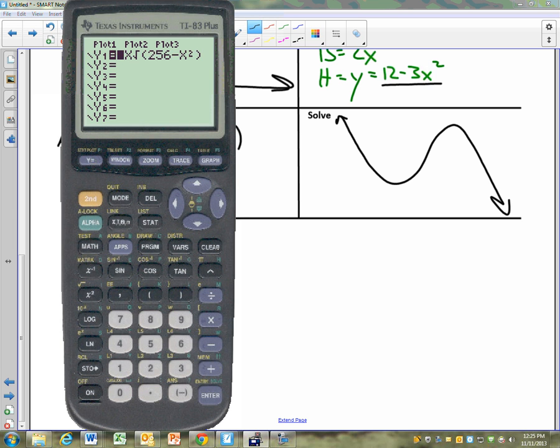So all you people are saying, I can't wait till calculus next year where I don't have to use my calculator. Chris, you take calculus next year? No?